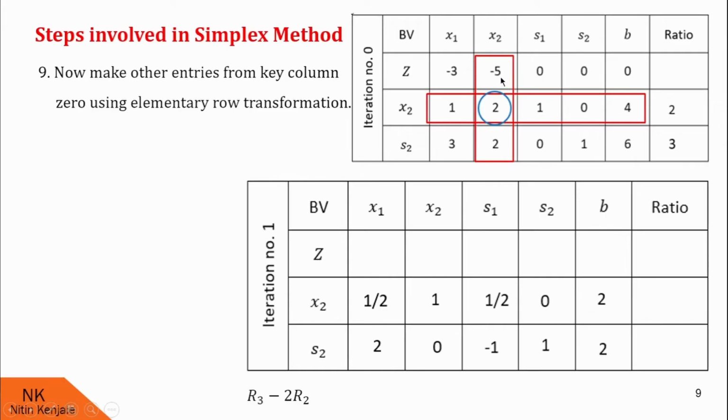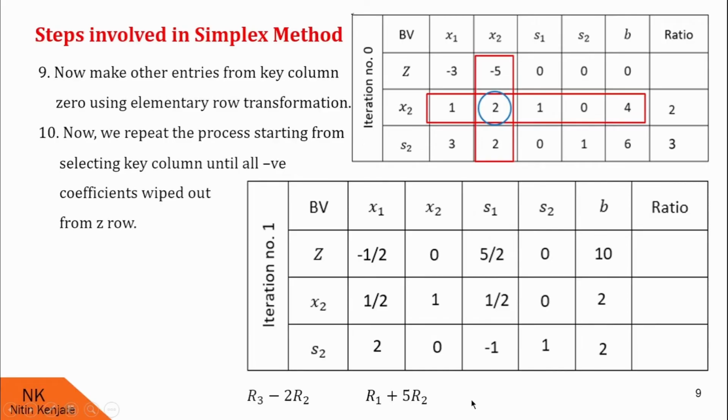Next, we will make this entry 0 by using transformation R1 plus 5 times R2. So minus 5 plus 5 times 1 is 0. Minus 3 plus 5 times 1 by 2 is minus 1 by 2. 0 plus 5 times 1 by 2 is 5 by 2. 0 plus 5 times 0 is 0. 0 plus 5 times 2 is 10. I hope you understood this calculation.